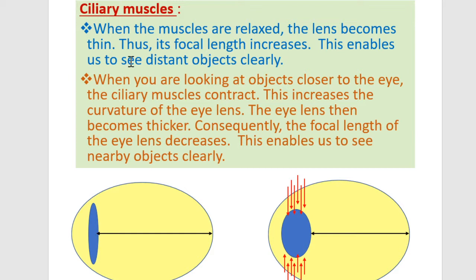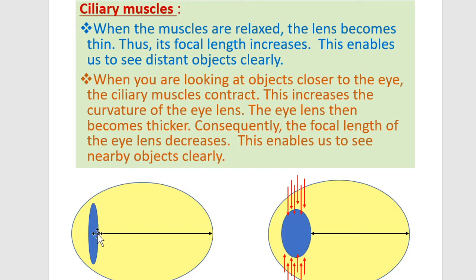Look at this. Now just look at this first diagram on the left first. So where are the ciliary muscles here? On this side, on one end here, and on the other end here, the ciliary muscles are now resting. When the ciliary muscles are at rest, when they are relaxed, when they are not doing anything, then the lens is in normal position, that is, the lens is thin.